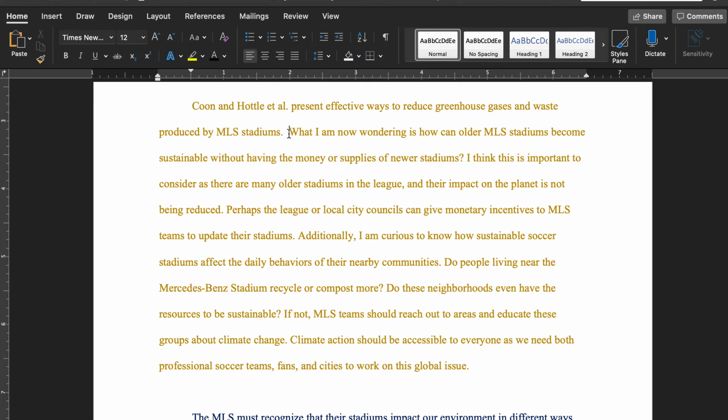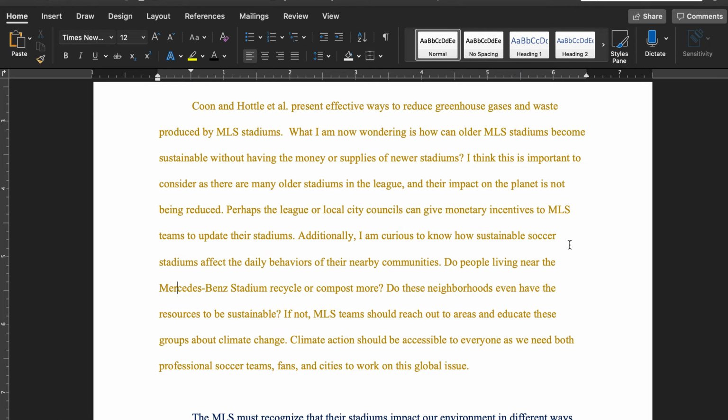Now, I start my questions. What I am wondering now is how can older MLS stadiums become sustainable without having the money or supplies of newer stadiums? And then I explain why that is important to think about. I think this is important to consider as there are many older stadiums in the league and their impact on the planet is not being reduced. Perhaps the league or local city councils can give monetary incentives to MLS teams to update their stadiums, right? So my question, my rationale behind the question, and then how I think I could solve that, right? Here's one solution. And it goes on as well.